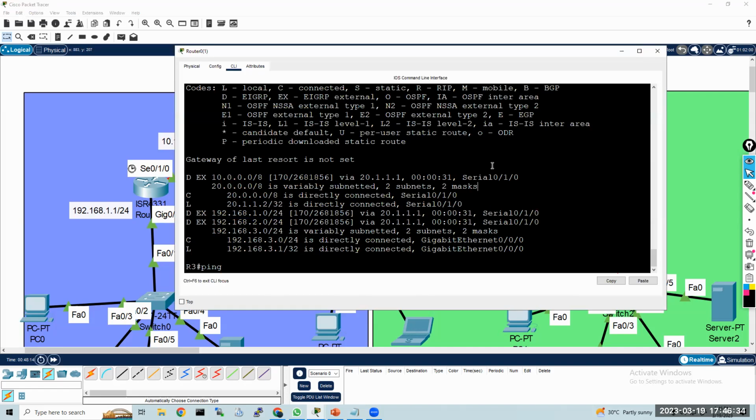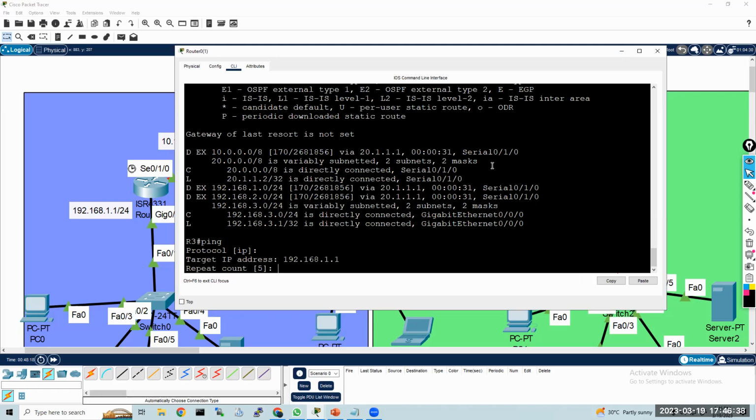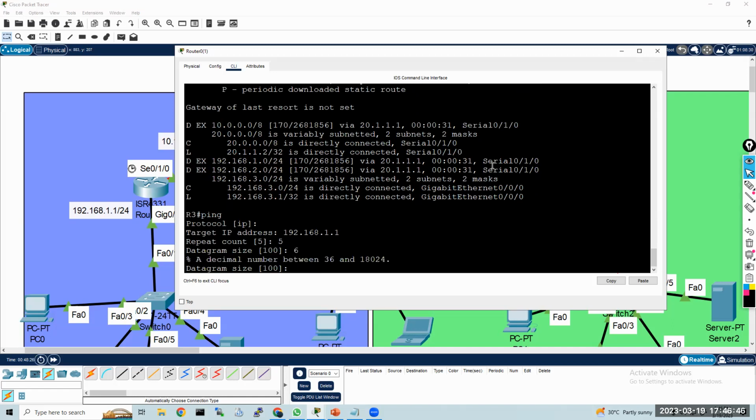So now I am able to ping from here. Ping 192.168.1.1. So repeat hop count, say for example 5. Datagram, say 6.